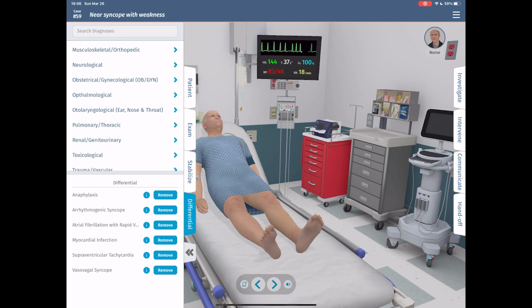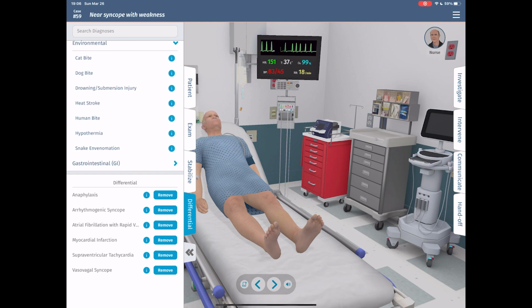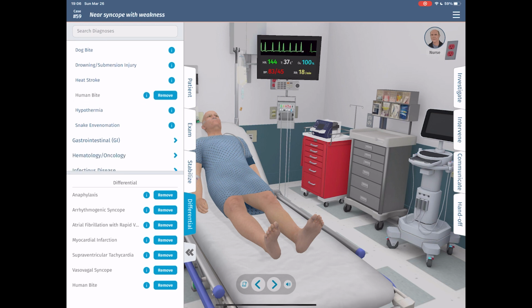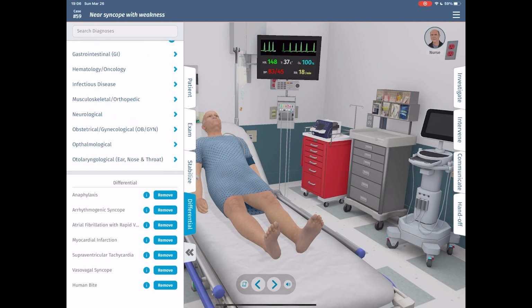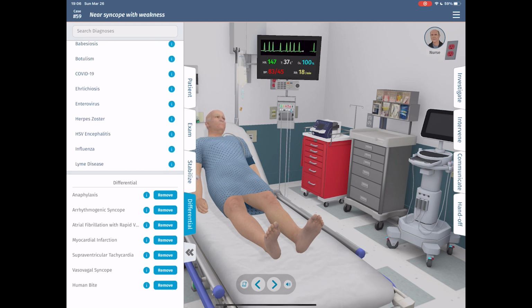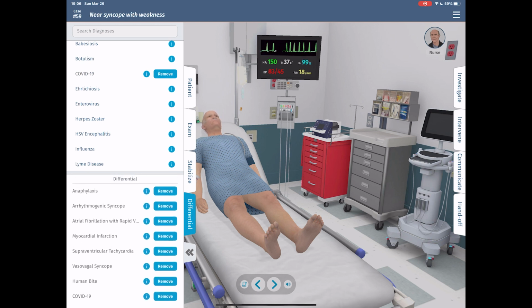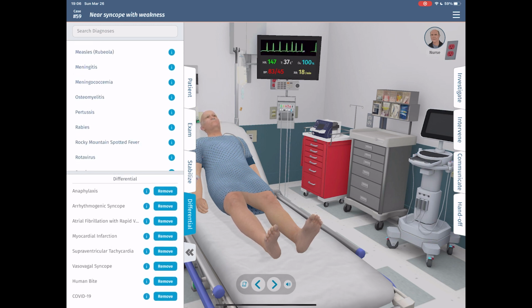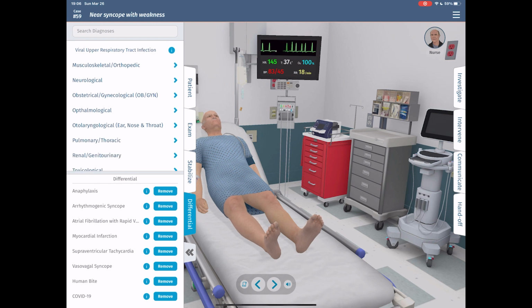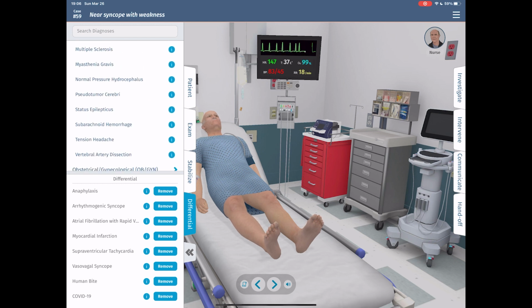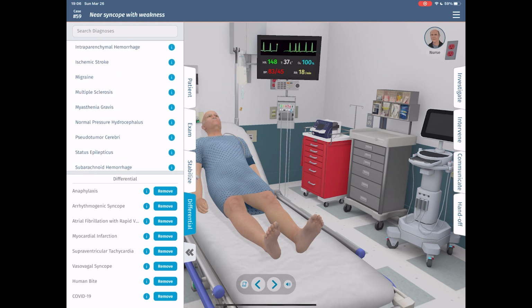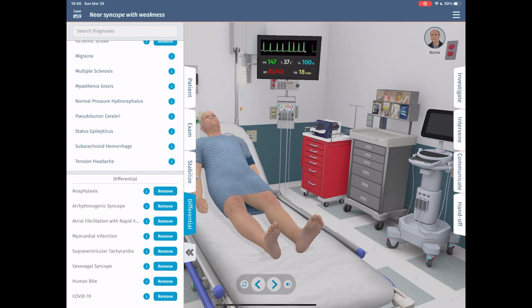Let's see what's in here. Oh, he may have had a human bite. That's not good. We'll put it on there for fun. Let's see what other options we have. Infectious disease. How about COVID-19? So now we have a list of, well, let me go to the neurological. See, is there stroke in here? How about ischemic stroke? So maybe he had a stroke, but this is our differential.